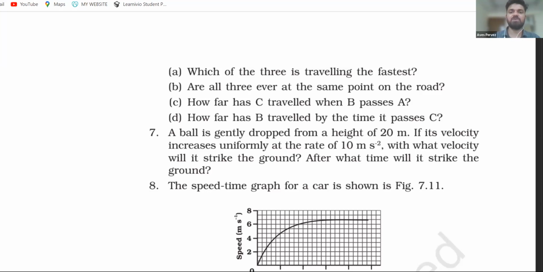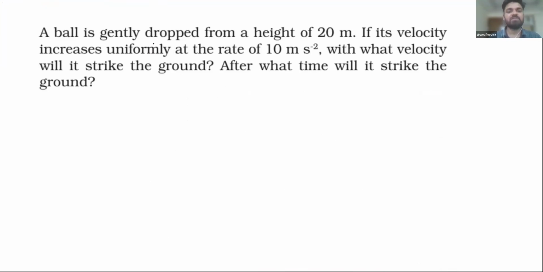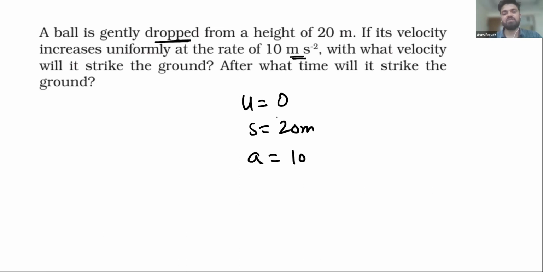Okay, do it fast because we need to have another class right now. This is simple. A ball is gently dropped. What does the word drop mean? Initial velocity u equals 0. And height s is 20 meters. If its velocity increases uniformly at the rate of 10 meter per second square, what is this given to you? This is a unit of acceleration. Nothing is written with the word acceleration, but you need to understand that this is acceleration because this is the unit of acceleration.